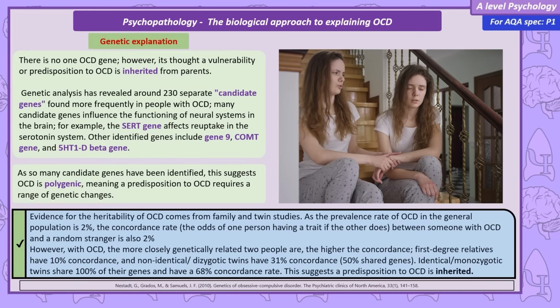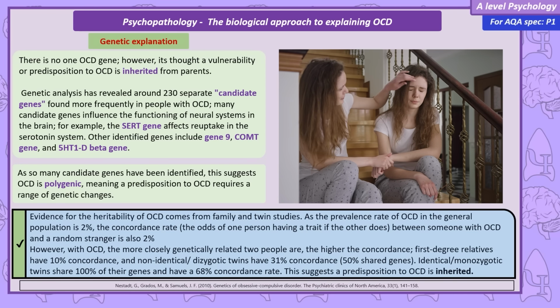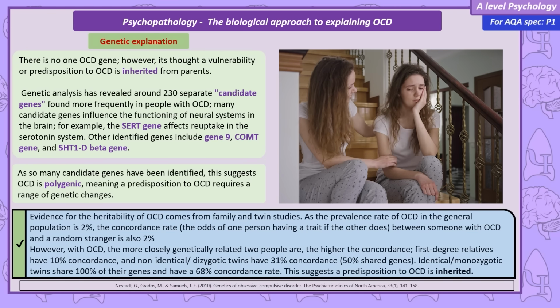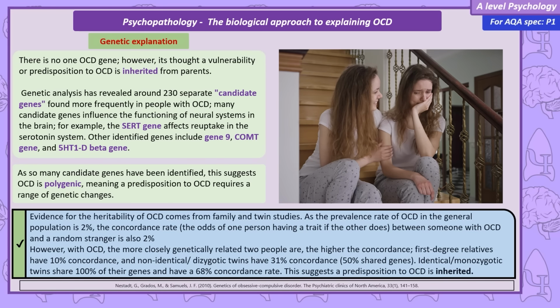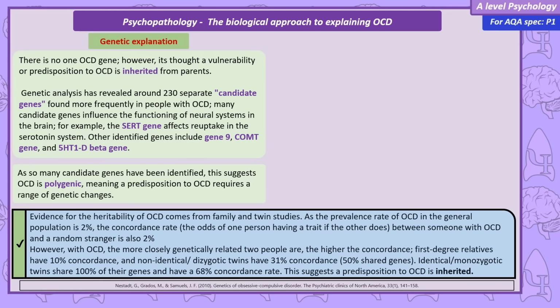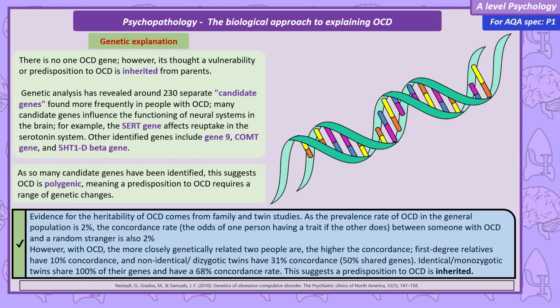Identical twins who share 100% of their genetic makeup, also known as monozygotic twins, have been shown to have a 68% concordance rate for OCD, while non-identical or dizygotic twins have a 31% concordance rate. The presence of genes isn't the whole story, because those genes have functions. The role of your genes is to code for aspects of your biology, and it's thought those candidate genes might influence the functioning of certain neural systems in your brain, especially the serotonin system.